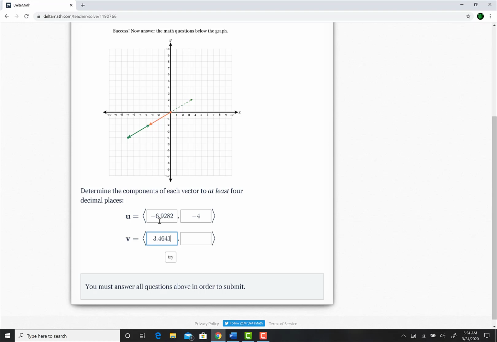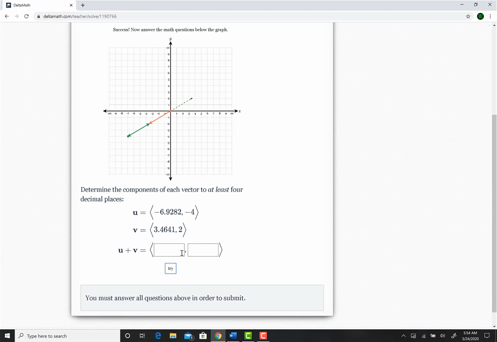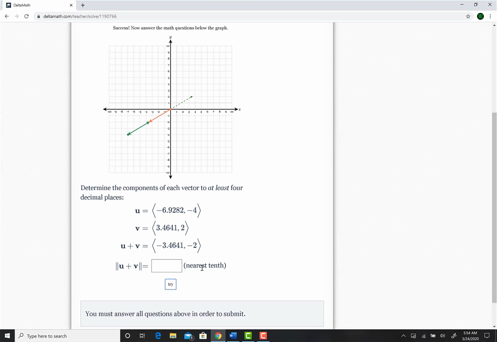3.4641, which is actually half of 6.9282. The magnitude, at least, not with the sign. And then 2 is half of 4 magnitude-wise. And I push try, and it worked. And it says U plus V, and that's when we add them. And there should be no mistake of why you get negative 3.4641 again. But negative, right? Negative 3.4641, because that's half of 6.92. And then half of 4 is 2, but I'm going to be in the negative direction, so negative 2. You click try. And then U plus V to the nearest tenth, that's when you do the Pythagorean theorem.